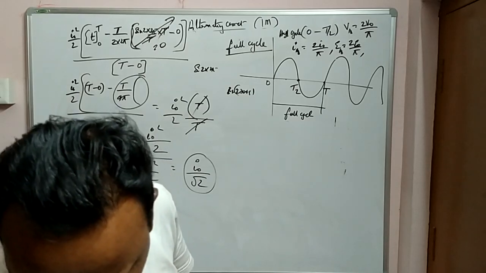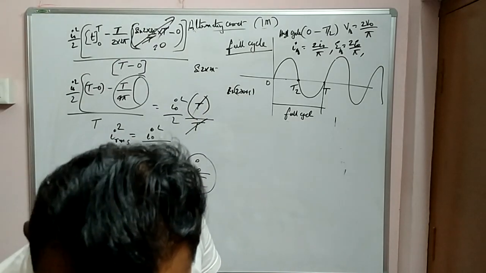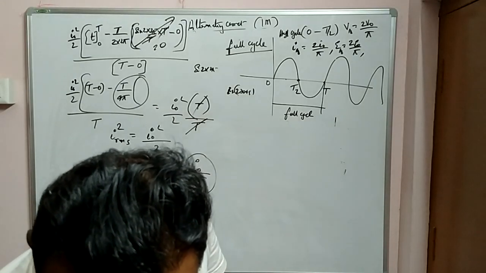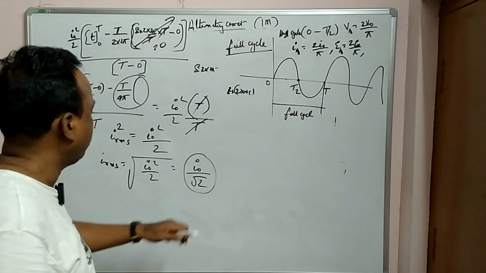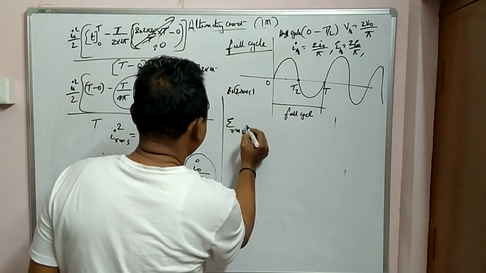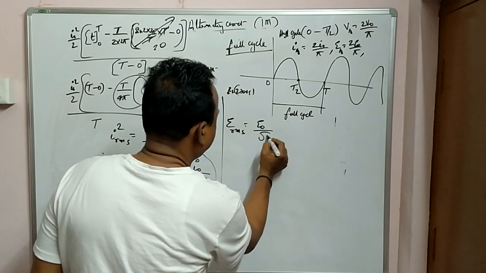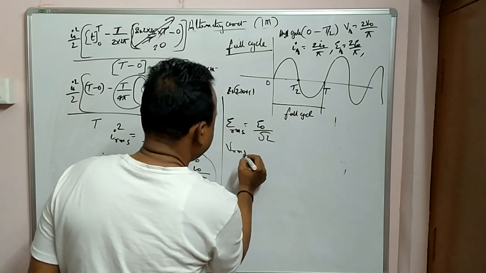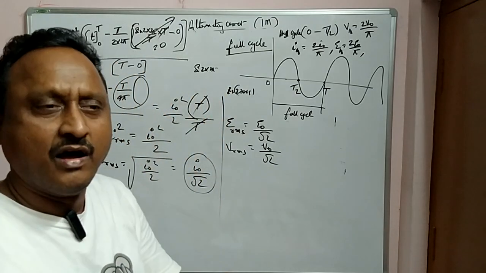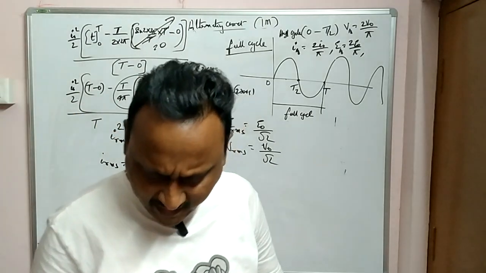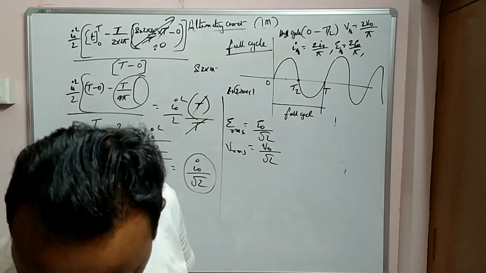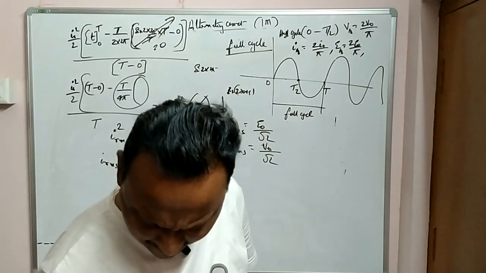So here we have taken the limits as usual, 0 to capital T. This entire function went to 0, and finally we are left with I0 by root 2. In the same way, if they ask the EMF, ERMS is E0 by root 2. Similarly VRMS, voltage RMS, is V0 by root 2. All the values are the same. Clear? Any doubts? Okay, clear?